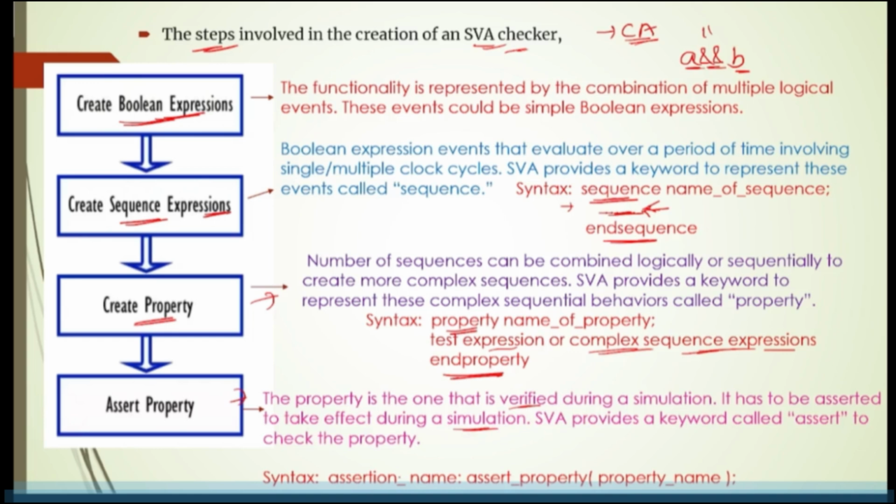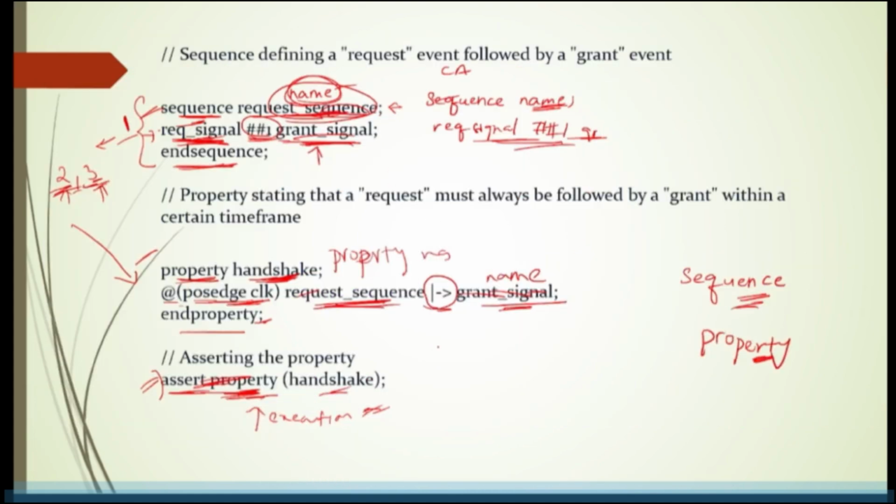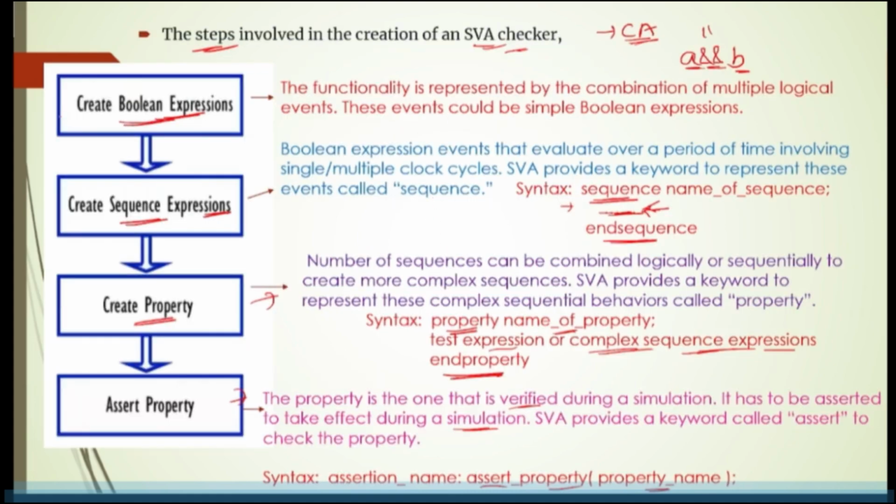Okay, you will be using the assert keyword, assert property and the property name. So this is the property name. That is what I have explained here. These are the four things you have to do when you are writing a concurrent assertion. First, you will be creating the Boolean expression, you will be writing the sequence, and then you will be creating the property where you will be inserting the sequence expressions, and then you will be asserting this particular property with this property name.